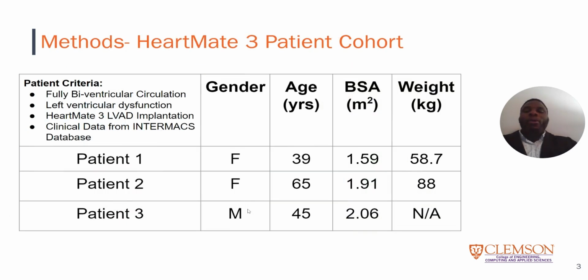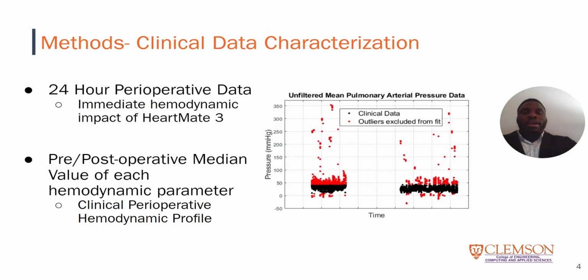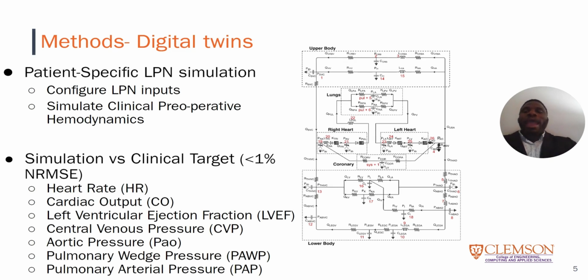We begin by acquiring perioperative clinical data for 3 heart failure patients, characterized by the parameters shown here on the slide. Now, this clinical data essentially captures the hemodynamics of these patients before and after implantation of the LVAD. Once we acquire this clinical data, we then conduct some statistical analysis to characterize the pre and post implant hemodynamics of each patient.